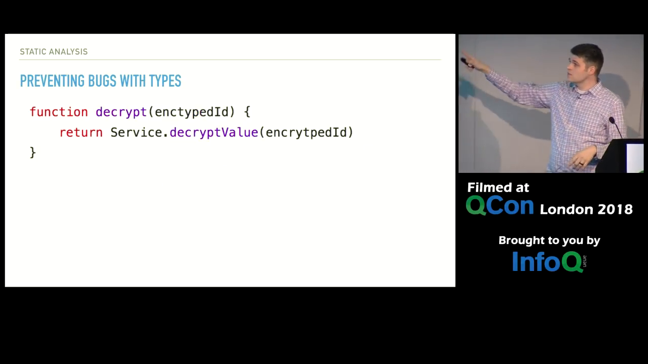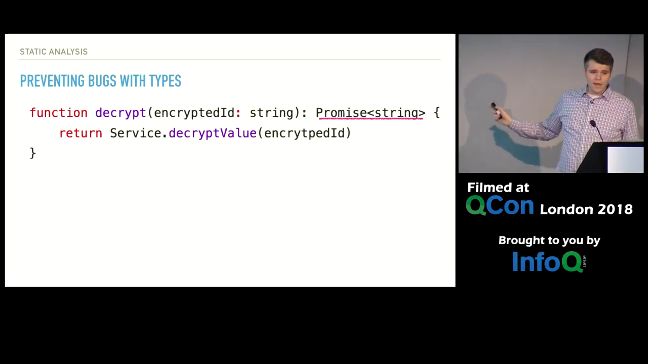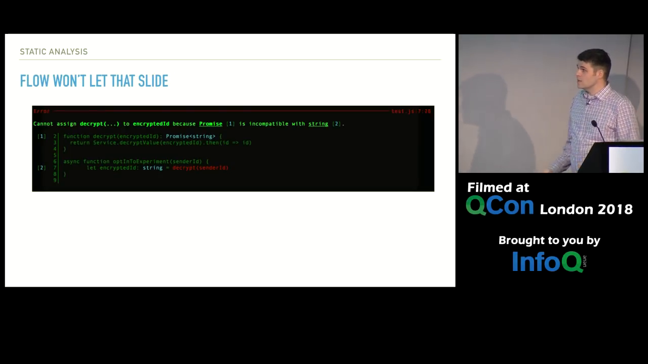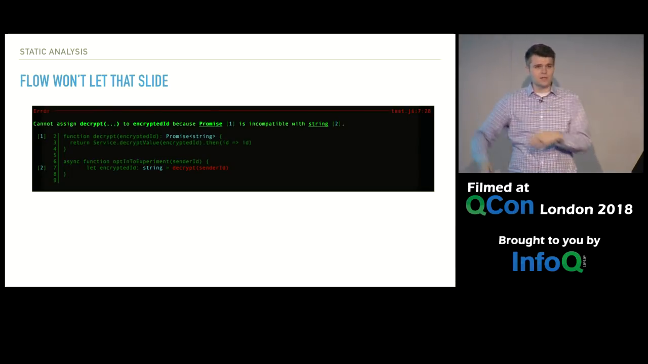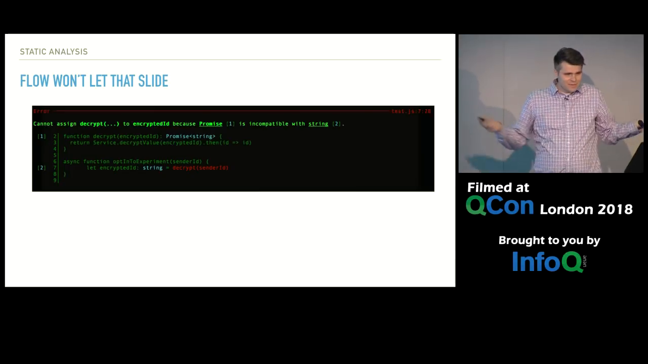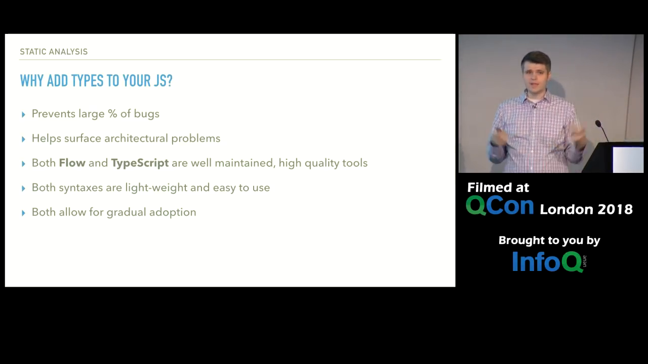And then the second thing is our decrypt function. We just need to tell it that it returns a promise. That's all we have to do. Not so bad, once again. And if we do those things, then Flow will say, hey, cannot assign decrypt to encrypted ID because promise is not a string. It's so nice. It wasn't very hard. And so I will challenge you and encourage you to start looking at types in JavaScript.